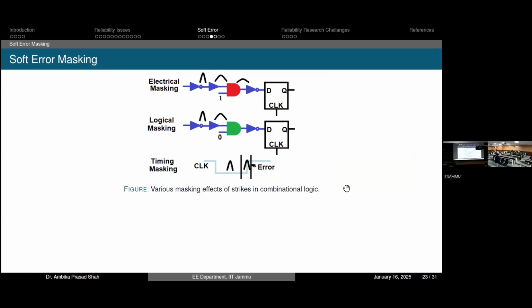Okay. I was talking about the masking. Let us see how it can be done. There's always a solution for that. What is the solution?